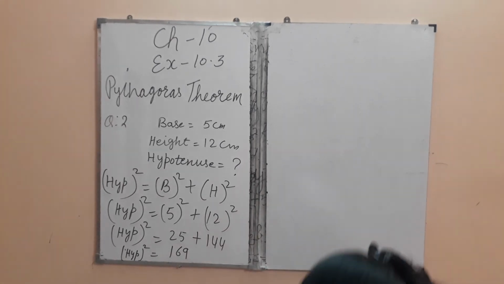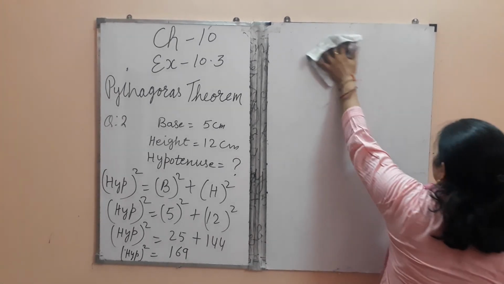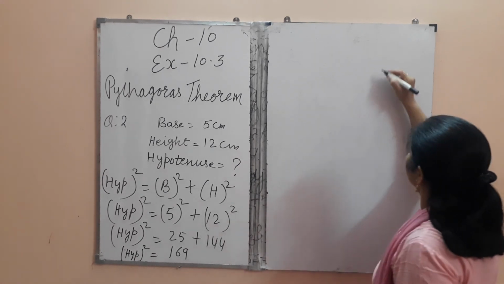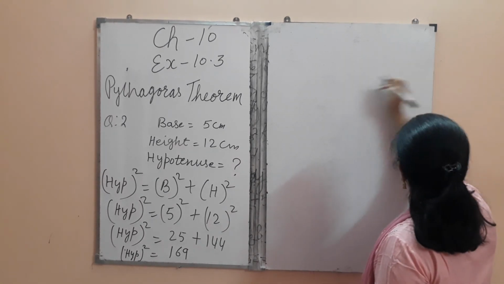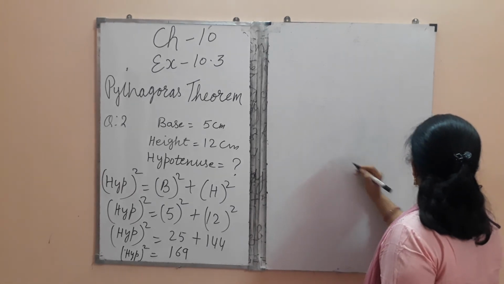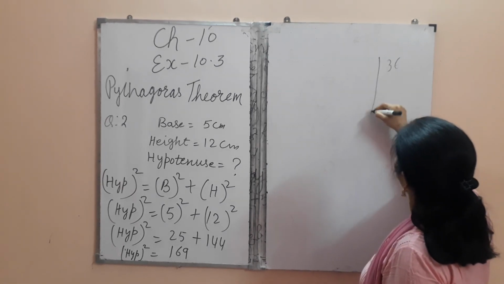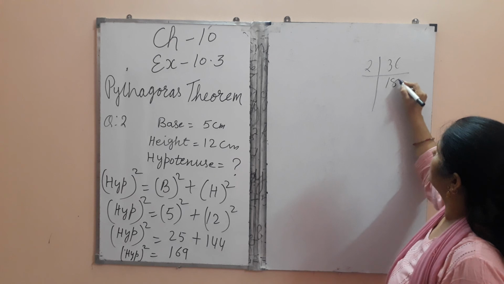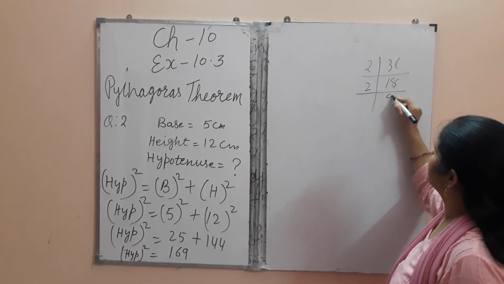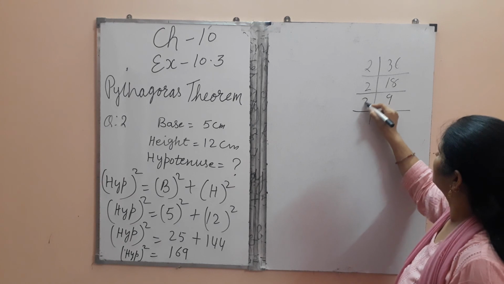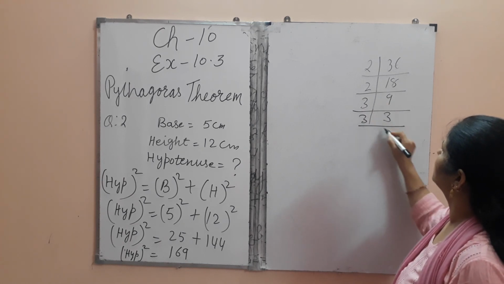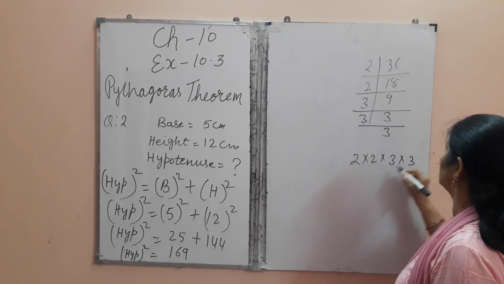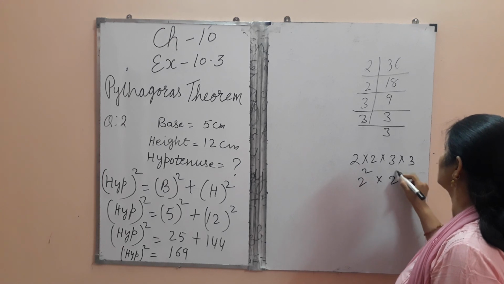How will we find out the square root of the numbers? We will find out the prime factors and then we will make the groups of 2. For example, I am telling you 36. How will we find out the square root of 36? We will divide by 2, 18, we will find the prime factors. 2 9s are 18, 3 3s are 9 and 3 3s are 9. So it will be 2 into 2 into 3 into 3, which is 2 square into 3 square.